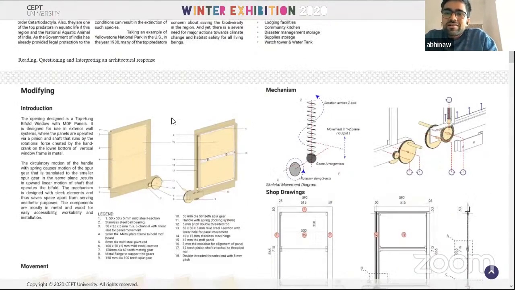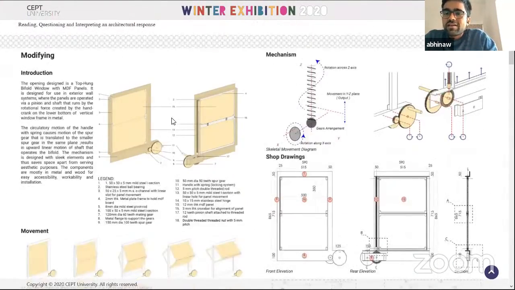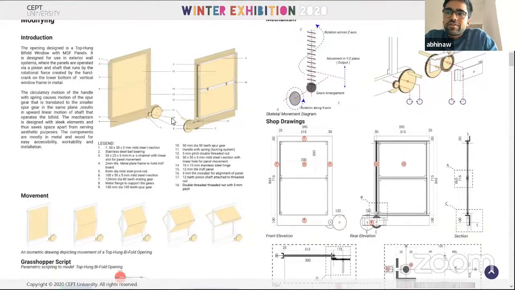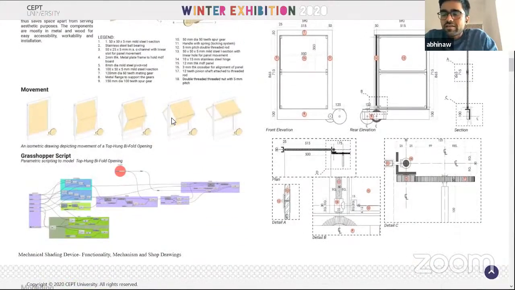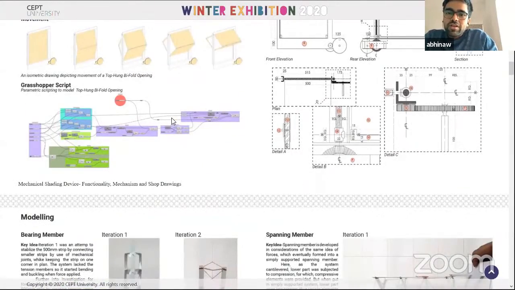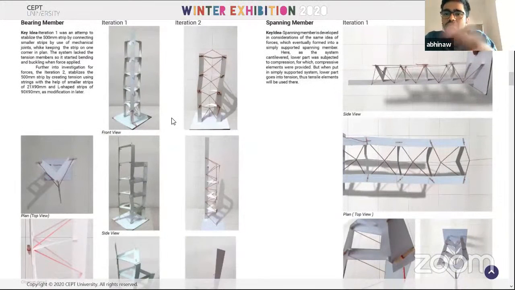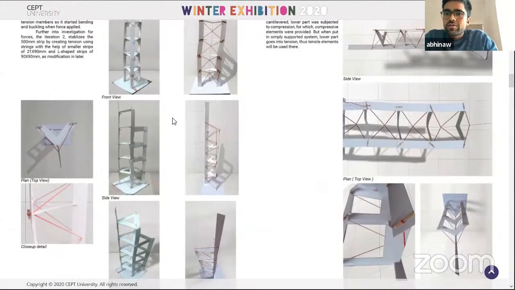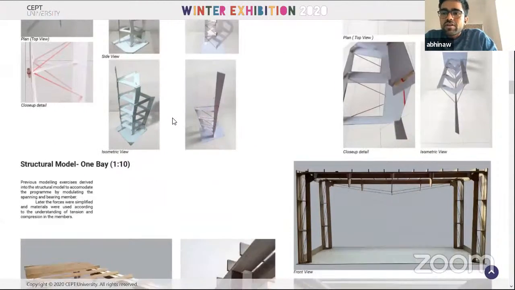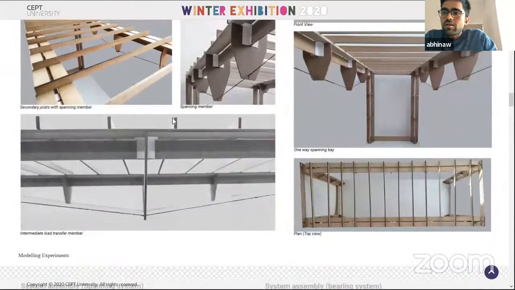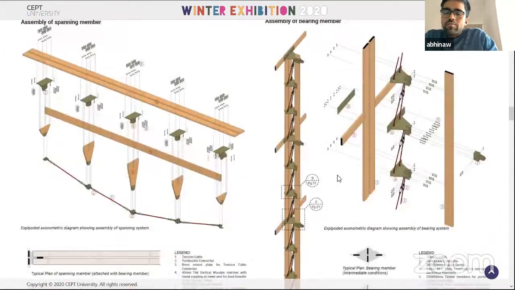And then moving to the next exercise, we developed openings, and we designed the movement and all. We detailed it, and then coming to next, we started developing the structure for it, like the program. And then I came up with some ideas, which you can see. And then coming to next, we developed the structural model which can help facilitate the program. And then these are the details which were derived.